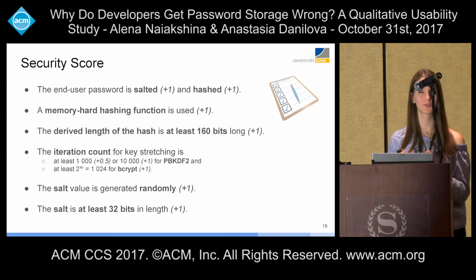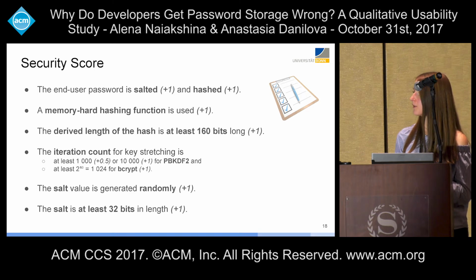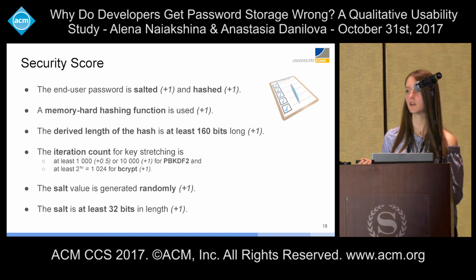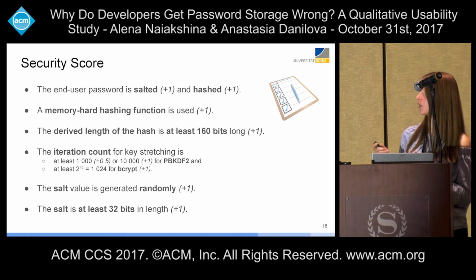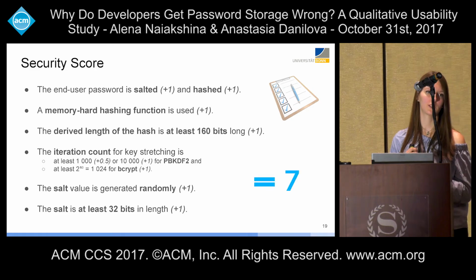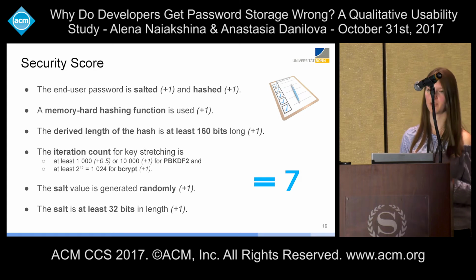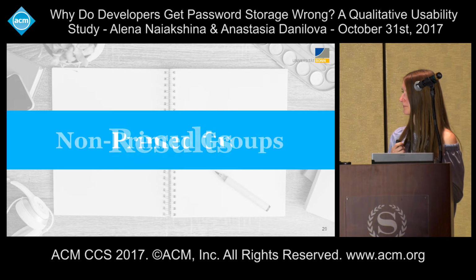For example, scrypt is a memory hard function. Also, the derived length of the hash was examined as well as the iteration count. We also looked at the salt value, if it was generated randomly, and the salt length. So in total, our participants were able to score 7 points from our security score for their password storage code. And let's come to our results.